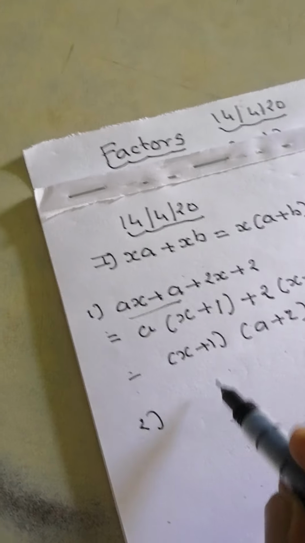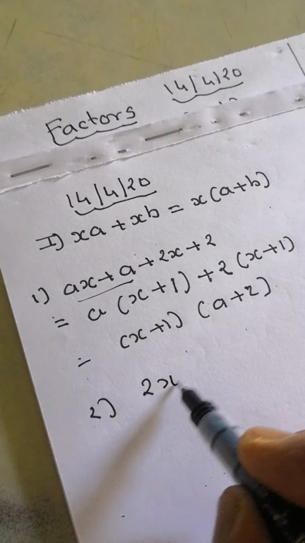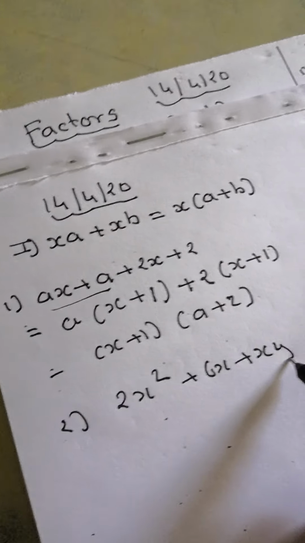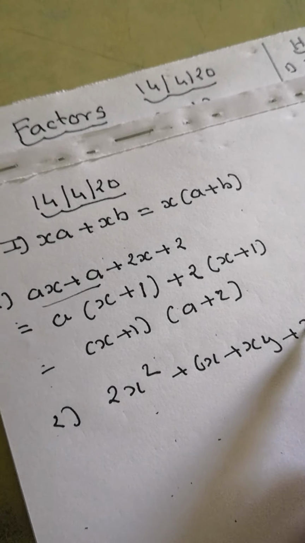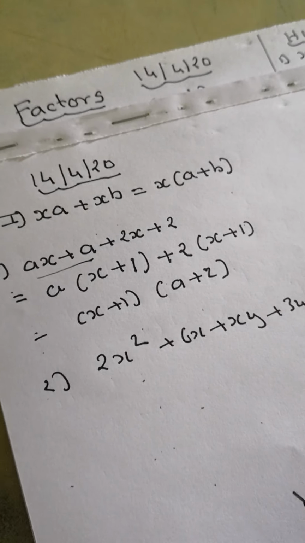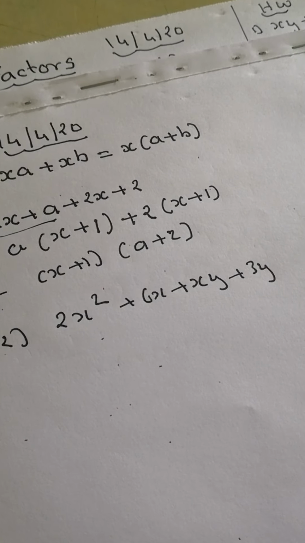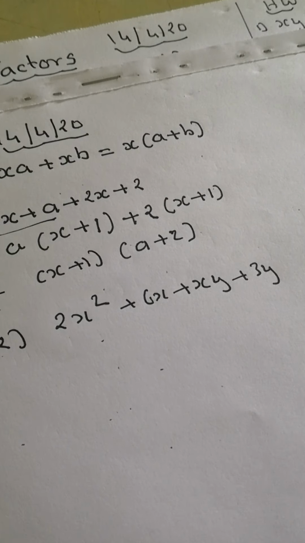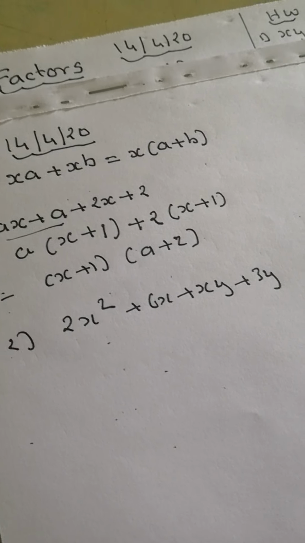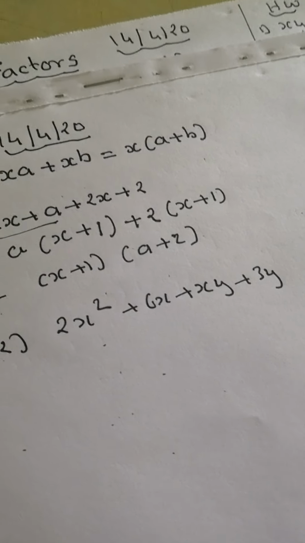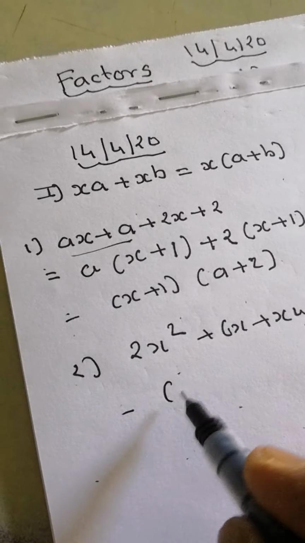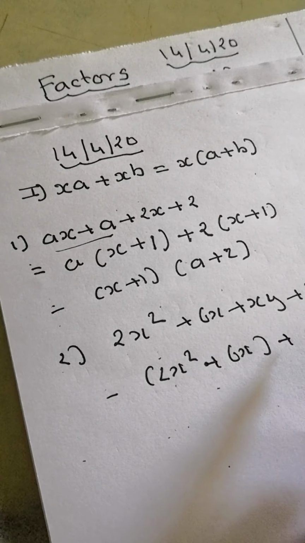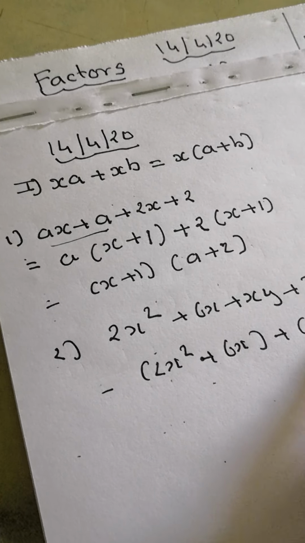Illustration number 2, that is 2x square plus 6x plus xy plus 3y. In these terms, if we take them in the same order, we will not get the common bracket. So we have to arrange the terms, that is 2x square plus 6x plus xy plus 3y.